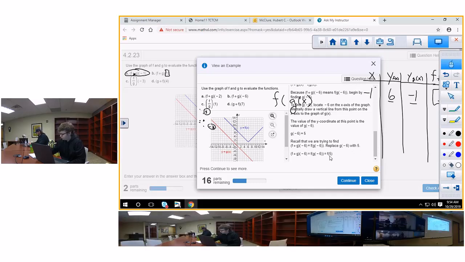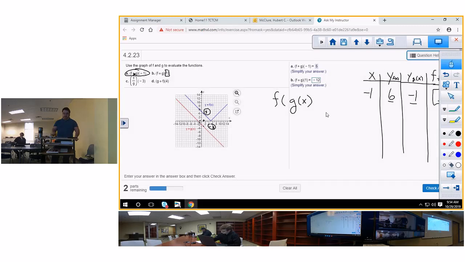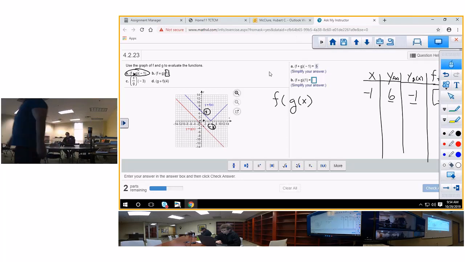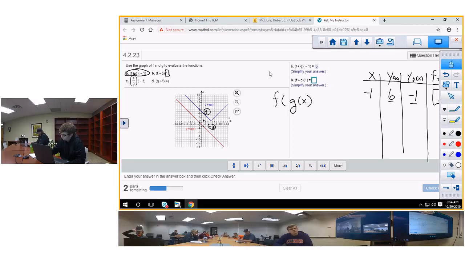Oh, that's confusing. So what is -6? Gosh, that's a pain in the butt. All right, so they're saying, what is f of 1? F of 1 is what? 4. How they're getting it opposed to g there.